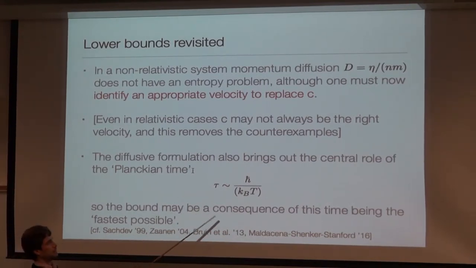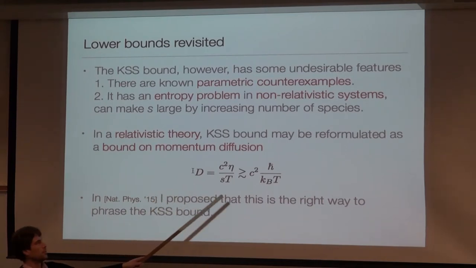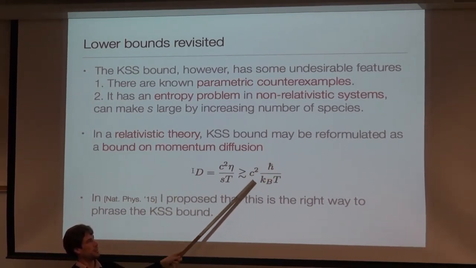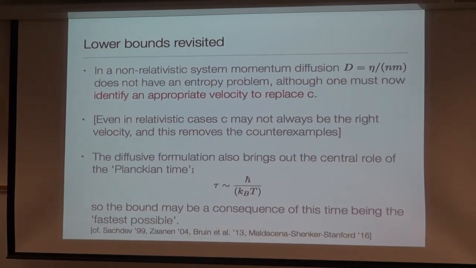So this time scale has for many years been conjectured to be the fastest time possible in some way. You can find statements to this effect in Sachdev's book, but most recently this time scale appeared in a so-called bound on chaos by Maldacena, Shenker, and Stanford, which is not directly related to transport, but nonetheless, the rate at which the system can become chaotic is bounded by this time scale. So you might imagine that a bound along these lines could somehow be proven by showing that this is the fastest time scale.